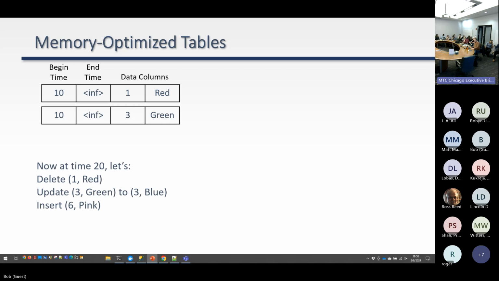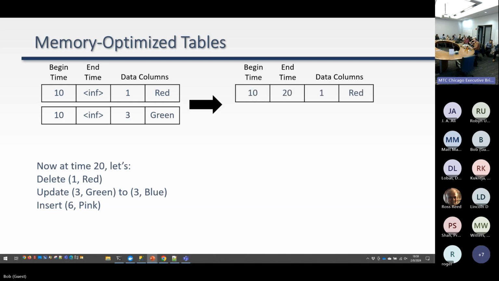Now let's say at time 20, we're going to do some operations. We're going to delete the 1 red. We're going to update 3 green to 3 blue, and we're going to insert 6 pink. What's going to happen here is deleting red is going to give it an end time. End time is at time 20, right? So that row didn't disappear. It wasn't deleted. It was just modified with an ending time.